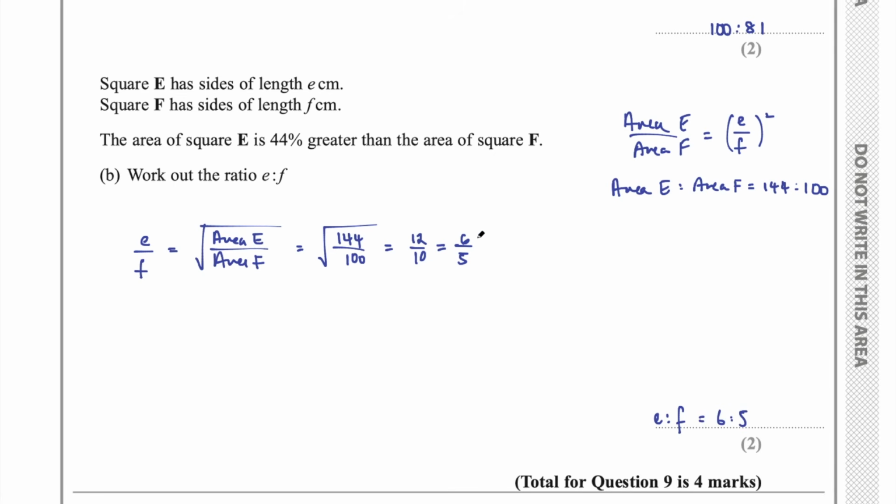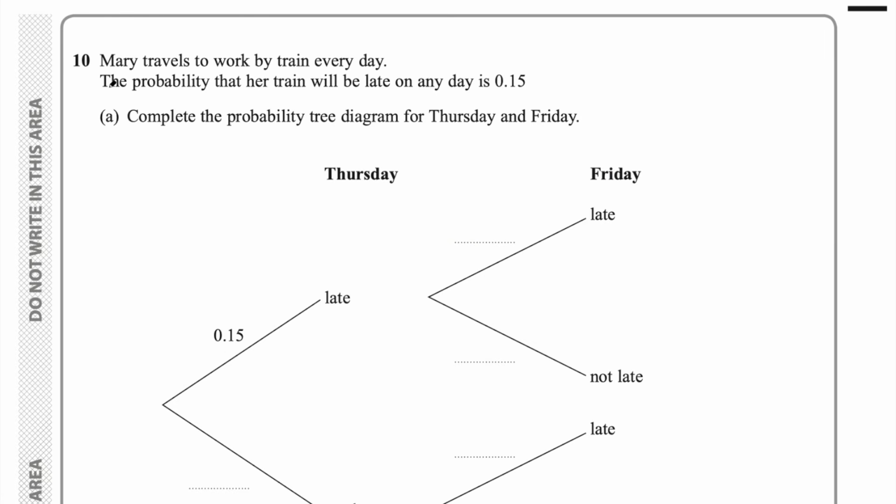Also, I guess I could have also written 1.2 to 1. That would have been fine as well. But 6 to 5, I guess, is probably the more common answer. And so that was part B for 2 marks and question 9 for 4 marks. Question 10 says Mary travels to work by train every day. The probability that her train will be late on any day is 0.15.